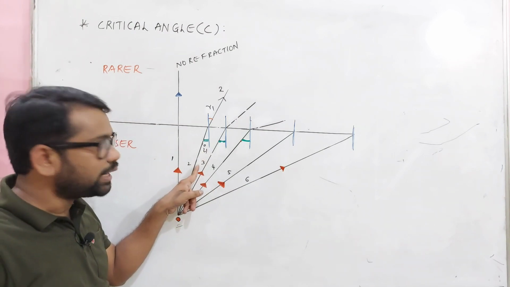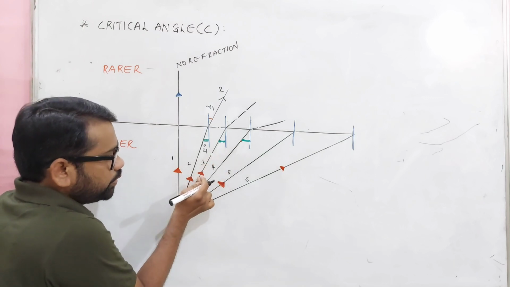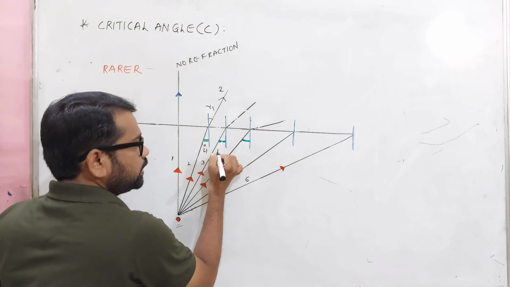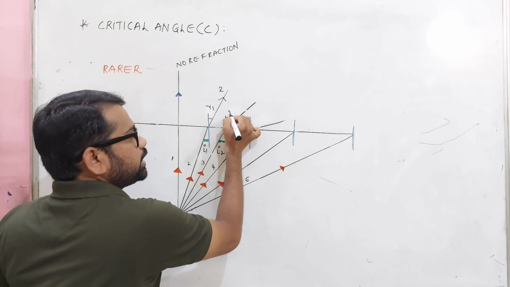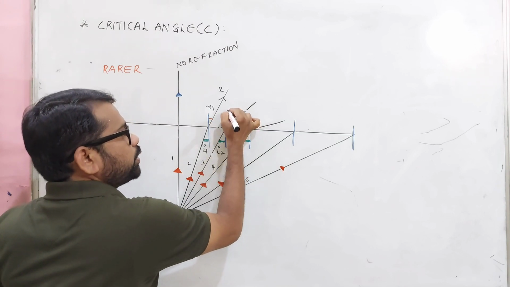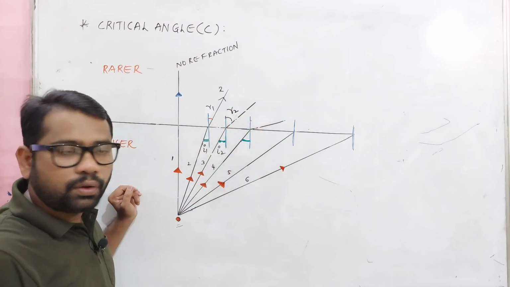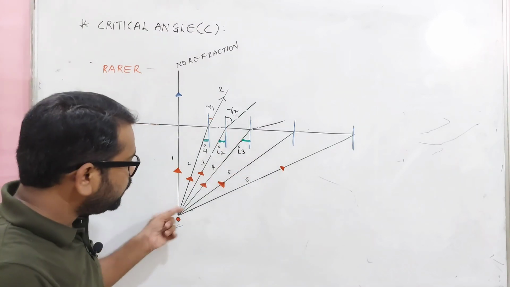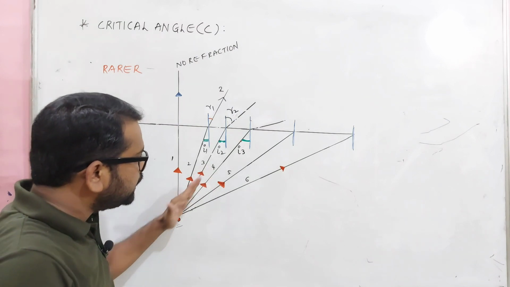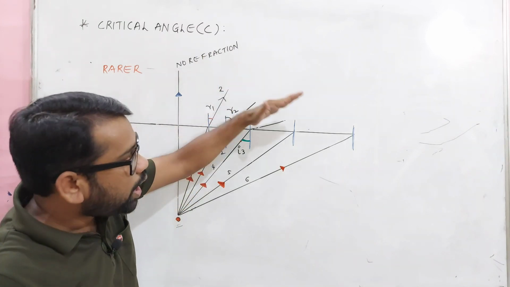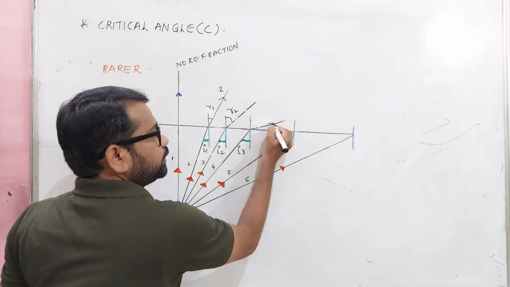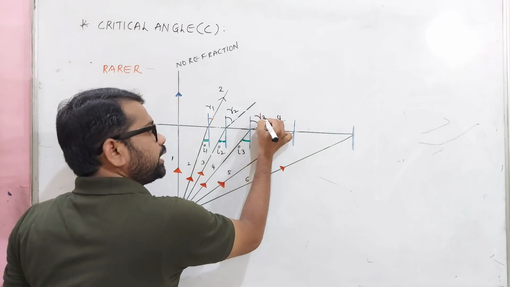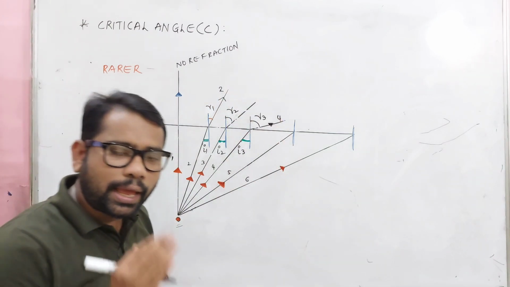Now let us consider the third light ray. Of course, as usual, this third light ray is moving from the denser to the rarer medium. It moves away from the normal. This is the angle of incidence and this is the corresponding angle of refraction, R2. Whereas this is the angle of incidence for the fourth light ray. Even the fourth light ray is moving from the optically denser medium to the rarer medium, so it moves away from the normal. This is the fourth light ray and this is its corresponding angle of refraction.